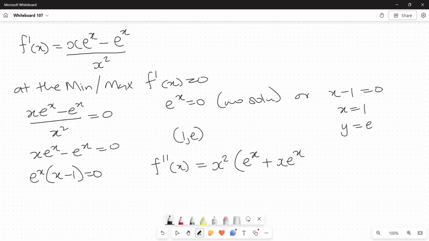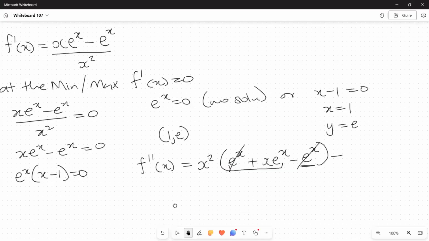And then you subtract the derivative of that one. So we have minus e to the power of x. So this is the denominator the way it is, and then the derivative of the numerator. So this is the derivative of this one, and this is the derivative of that one. And you can see that these two will cancel out. And then I subtract the numerator the way that it is.